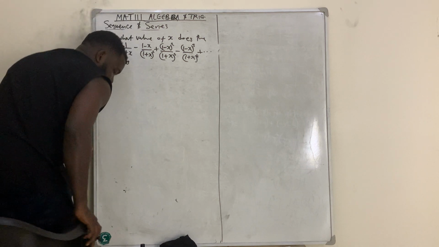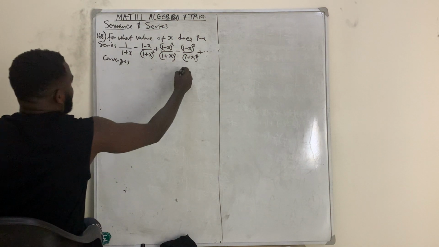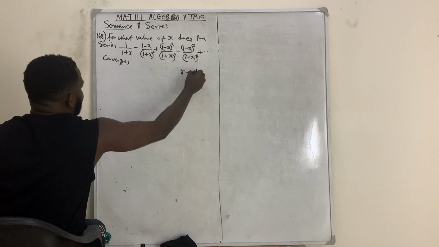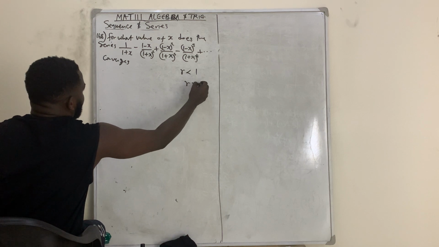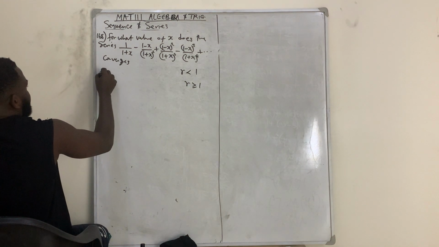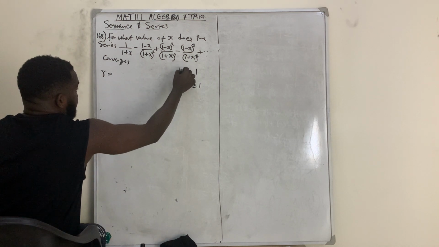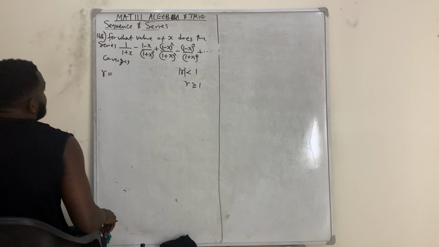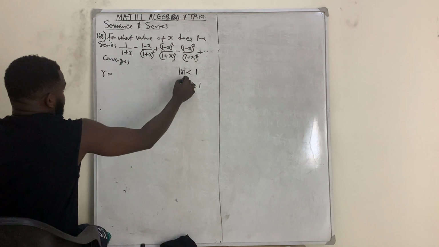Now, for a series to converge, the ratio must be less than 1. But if it is diverging, then the ratio will be greater than or equal to 1. So you should know this. Now let's get the ratio first of all. The ratio is the absolute value of the second term over the first term. Don't forget that absolute value.